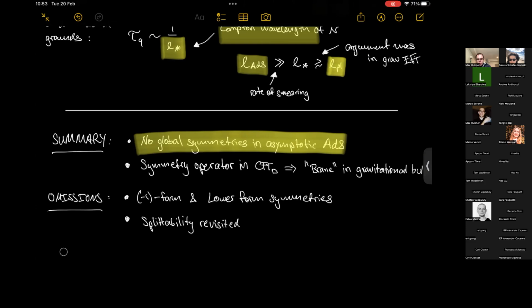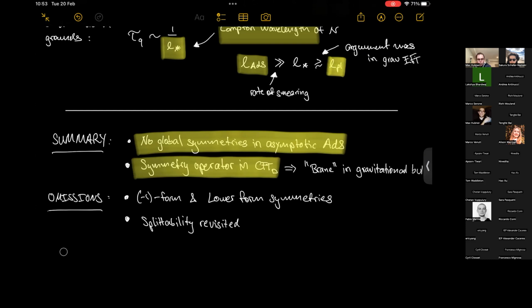So this now immediately applies to non-invertible symmetries. And the second statement is that for topological symmetry operators of the CFT, by the above arguments, we are predicting that there is some extended brane in the gravitational bulk dual. Okay, so there are other things in the paper that we discuss.